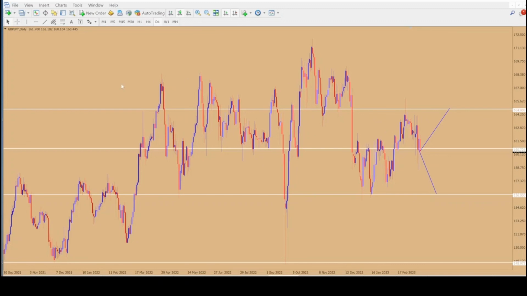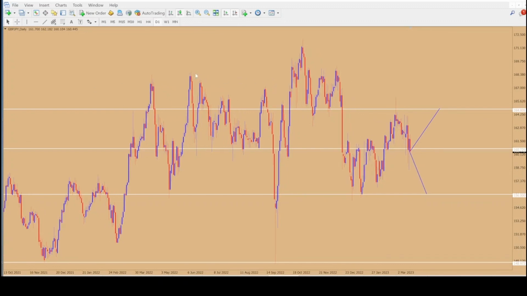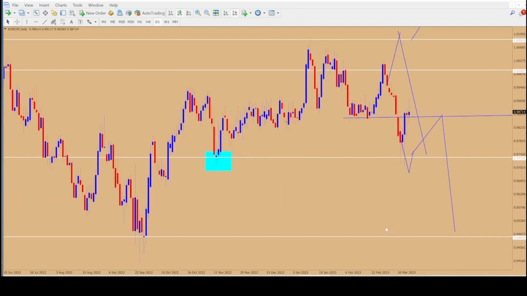So whichever way it goes, our job is not to determine where the market should go or where we want it to go, but rather to make sure that wherever it tells us it is going, we join in that journey. Right, guys? So EURCHF.